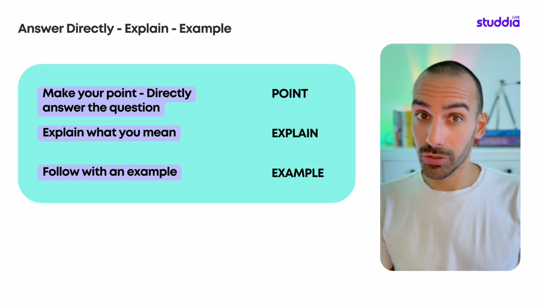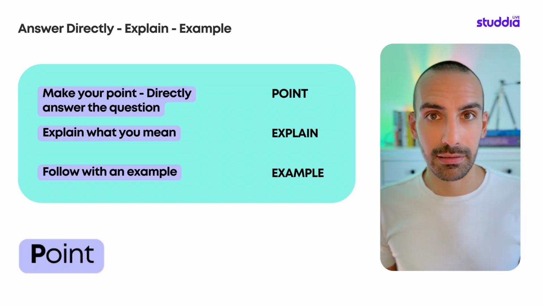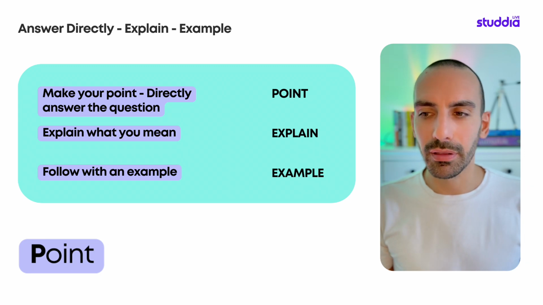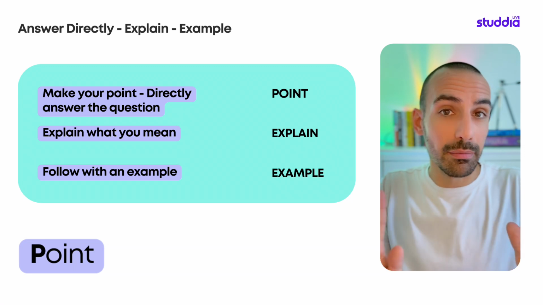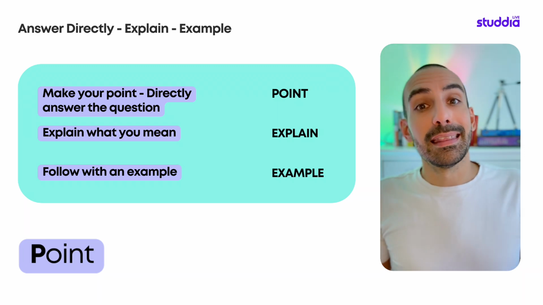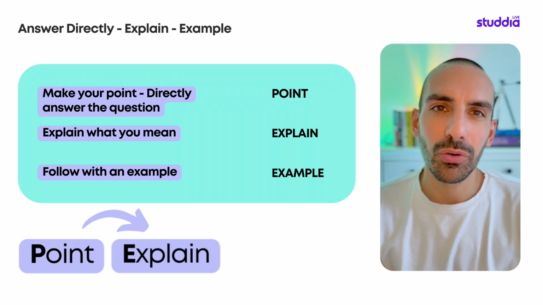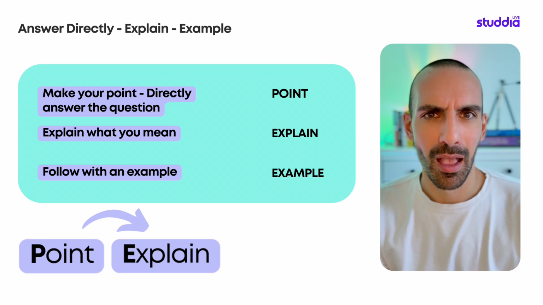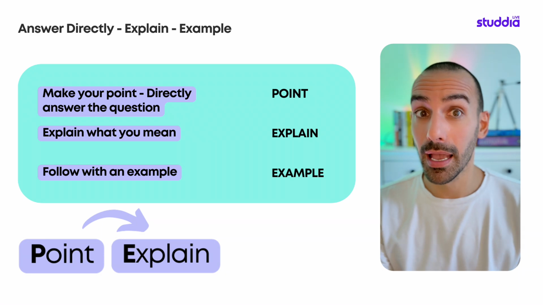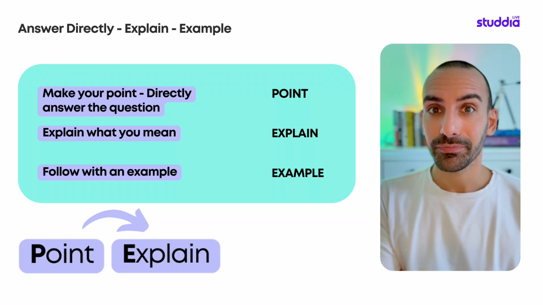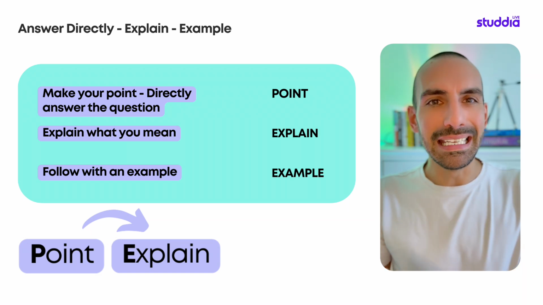So here's the structure you're going to follow. First, make your point. Directly answer the question you were asked. Take a position, say what you think, agree or disagree, choose one side or stay in the middle. Just say it. Then explain what you mean. Just imagine somebody asking you, what do you mean? Why do you think that? What's your reason? What's the logic behind your opinion? This is where your answer gets a little bit deeper.